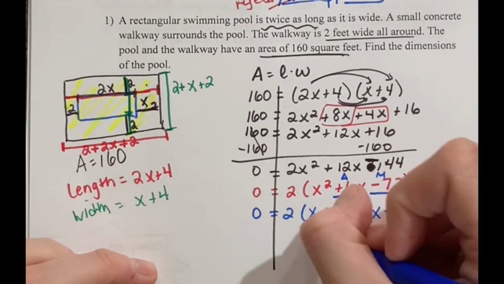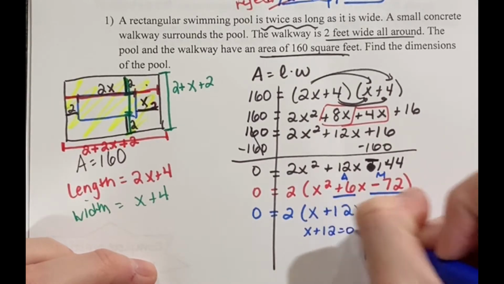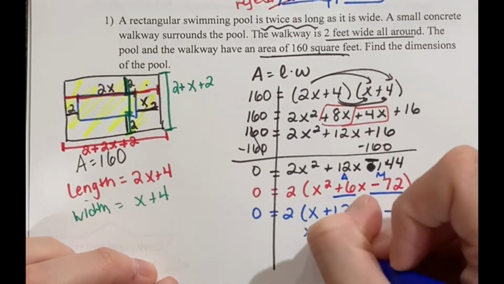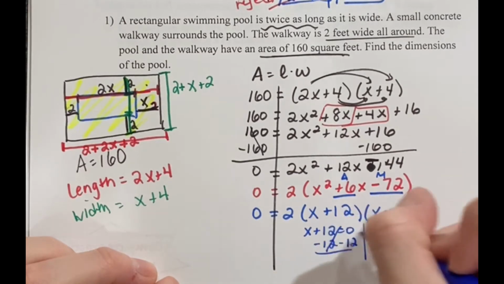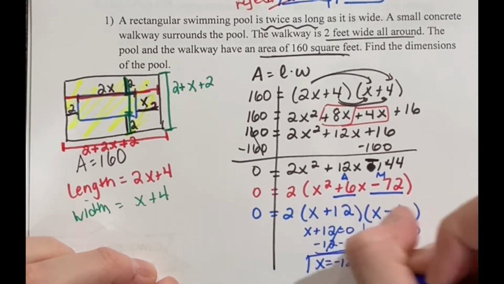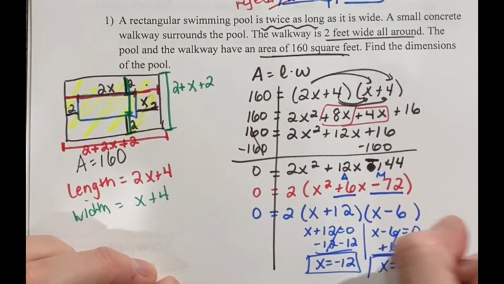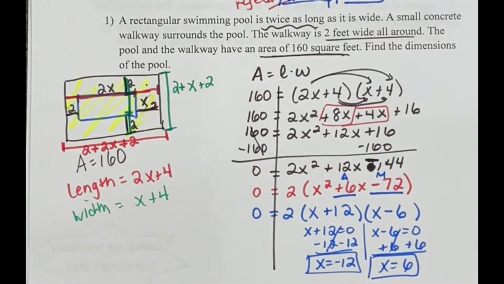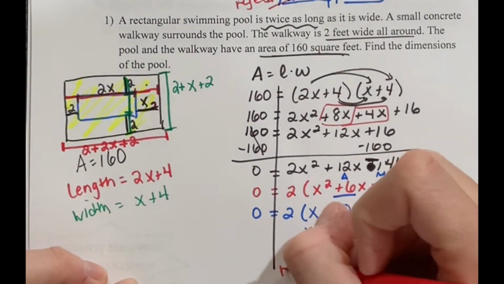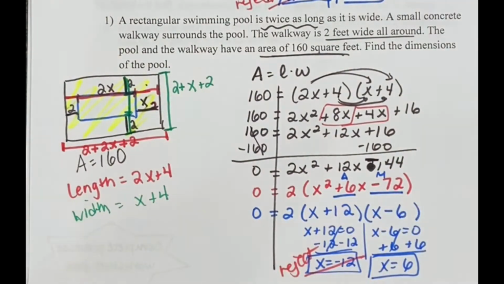I set each of these equal to 0. X plus 12 equals 0. X minus 6 equals 0. And solve for each. I get x equals negative 12. And then I get x equals 6. Now remember, we're talking about some sort of a length and a width, so negative 12 gets rejected. And I end up with x equals 6.